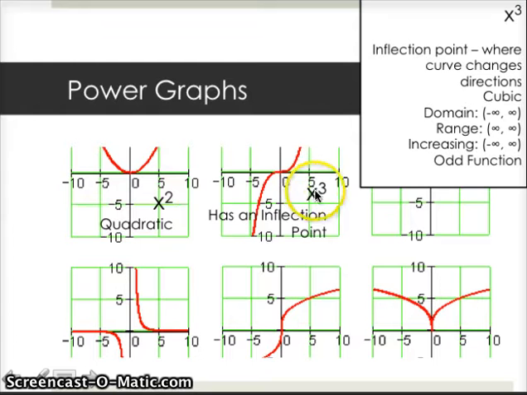Alright, then we have x cubed. This one has an inflection point. So the graph is curving to the right at first, and then it starts curving the other way. It changes directions there. So that's an inflection point in the middle. So for a cubic graph, the domain and the range are both from negative infinity to infinity, and the graph is increasing the entire time.